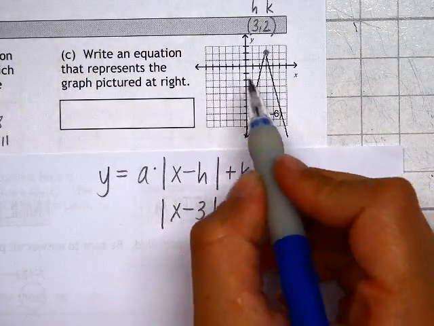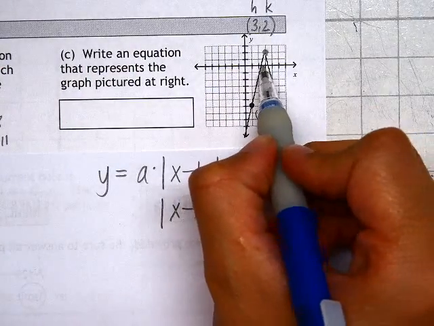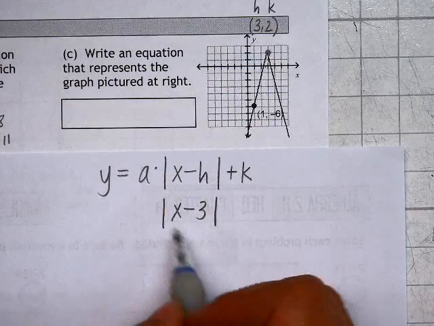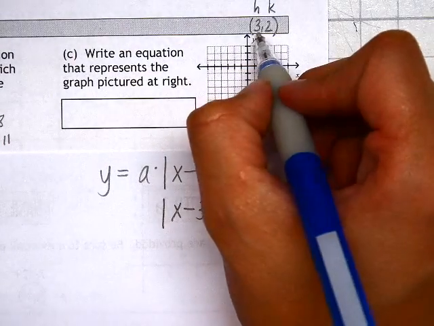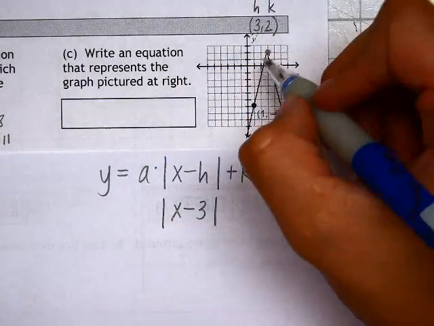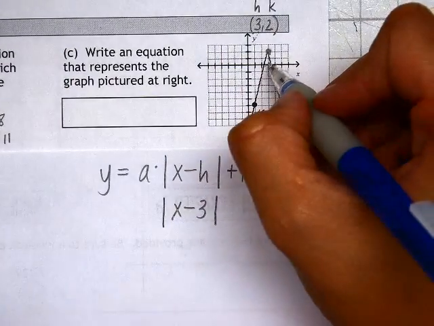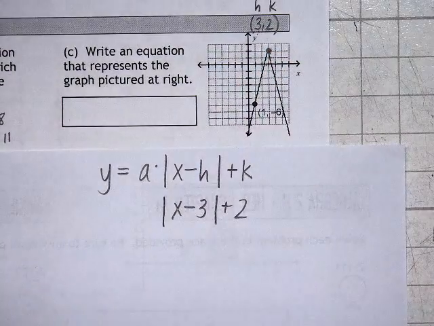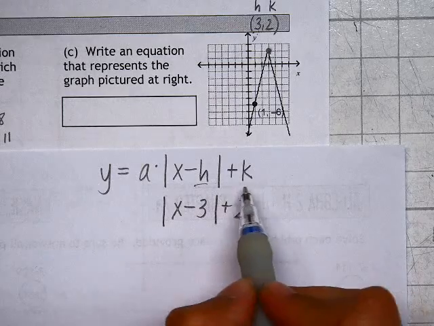Remember, this is normal because if the value is moved to the right 3, we call it x minus 3. This inside value always takes the opposite sign than the actual value we use in the coordinates. The plus k stays the same. So since this vertex is up 2 units, we will write plus 2. So we've taken care of the h and the k.